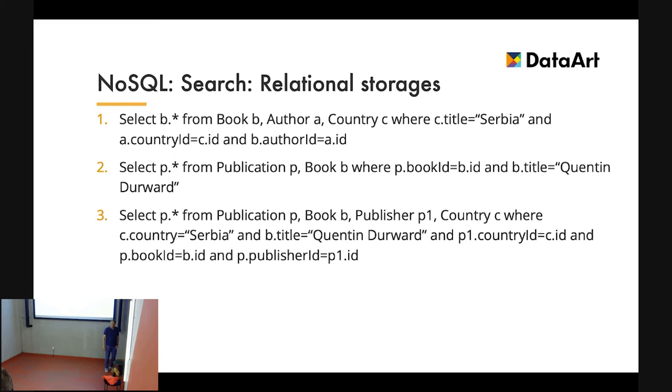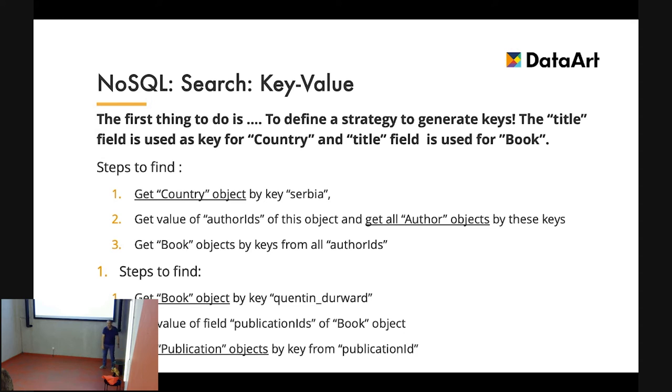What about key value? Nothing. In your code, first idea: before creating key value, you need to define a strategy to generate keys, because you don't have another way to find something, mostly, and to find something very fast. In this way, you need to define the key, and you need to generate this key based on some parameters that you have. But in our case, it is very simple. We use the title of book as key for books, and the title of country as key.